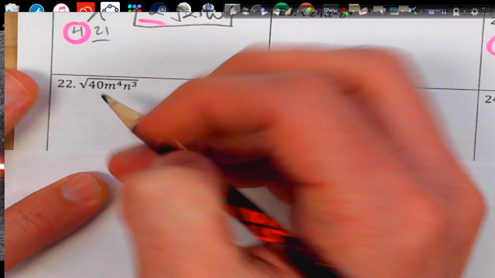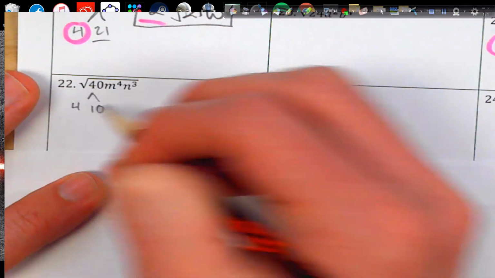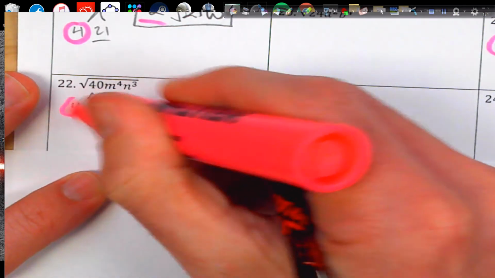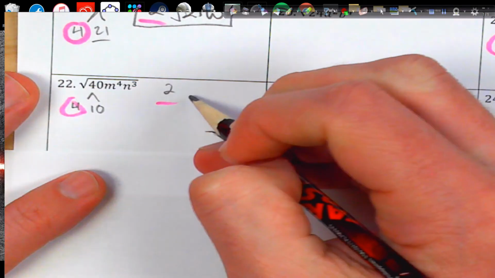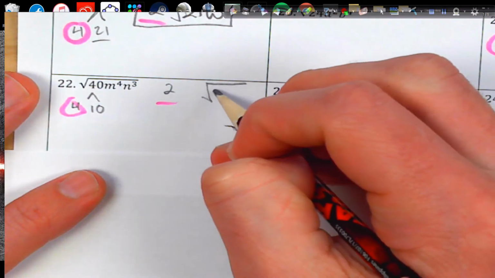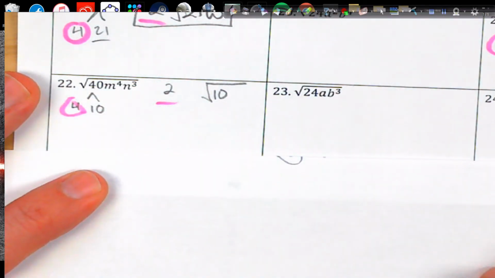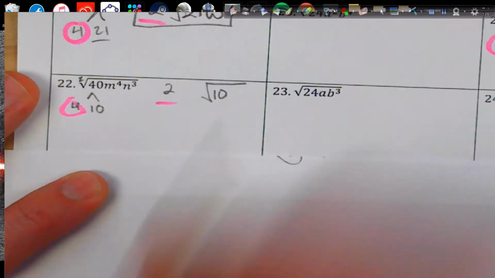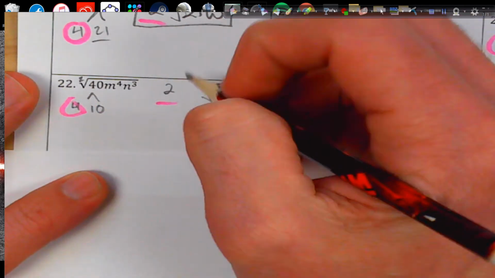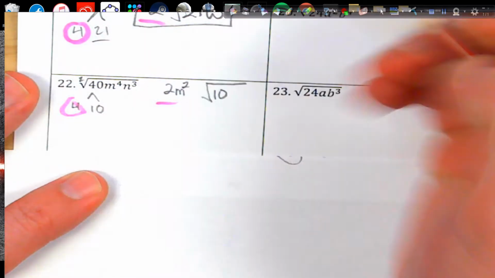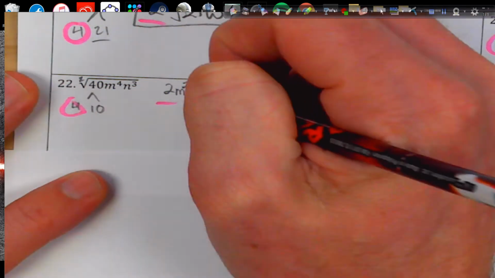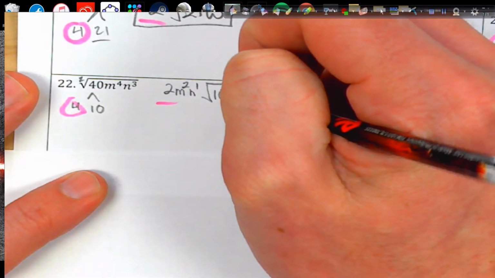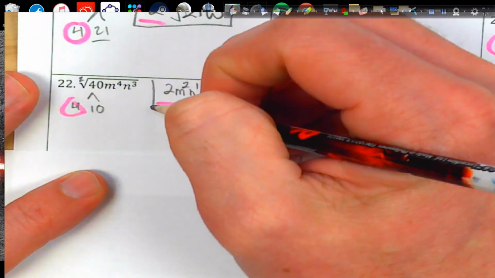40. Last time I checked, 4 and 10 would work, and 4 is a perfect square. Notice how I'm always trying to write it with a perfect square, and the square root of 4 is 2. So I'm going to take the square root, and 10 is going to be stuck in there. It's not going anywhere. Again, the index number is 2. 2 goes into 4 twice, so I get to pull 2 m's out with nothing left over. And 2 goes into 3 one time, so I get to pull 1 out, and I have a remainder of 1, and that remainder stays on the inside.